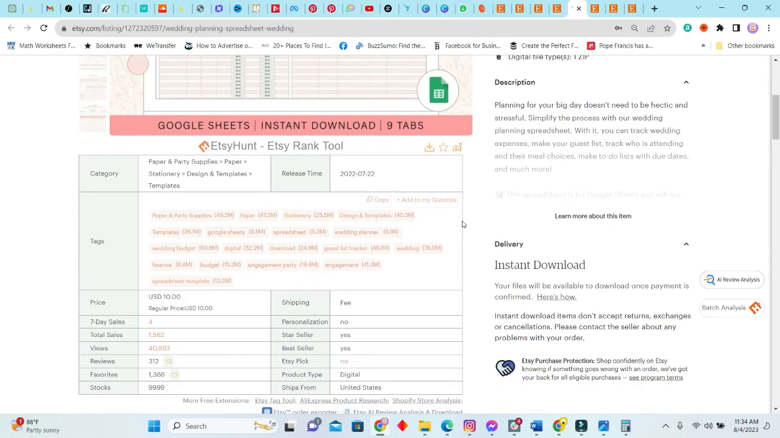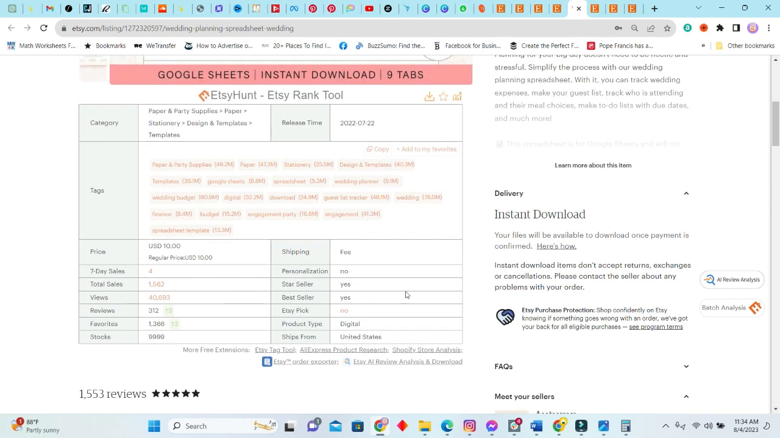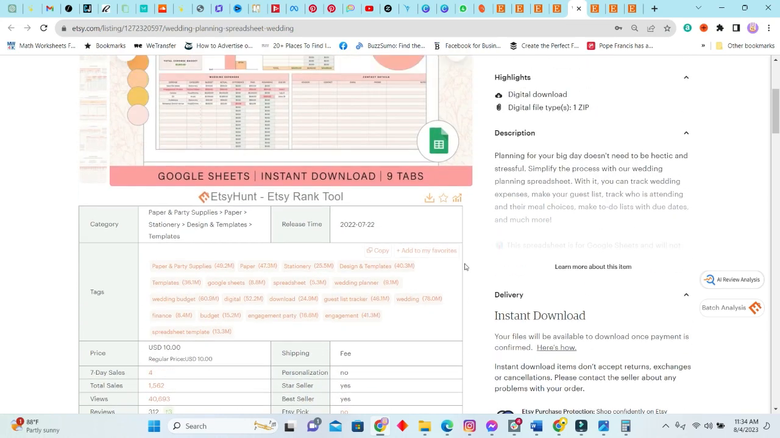As you can see, the listing was very detailed, extremely, and they made use of the total number of listings, right? So this one was listed in July 2022, so just a little over a year. And the total sales so far is 1,562 sales. And in the past 7 days, it made 4 sales.